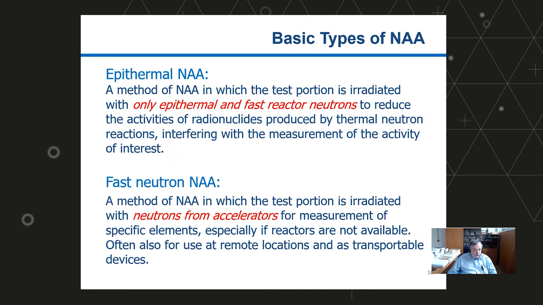Another separation is based on the types of incoming neutrons. So we may have epithermal neutron activation analysis. In this case, if we have a reactor, we put some cadmium over the sample, because the cadmium takes out all the thermal neutrons and leaves the epithermal and fast neutrons. And we may also have fast neutron activation analysis, which is usually done with neutrons from accelerators, which have much higher energies than the neutrons in a reactor.